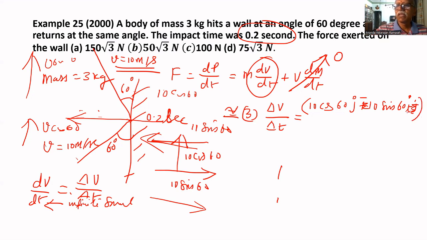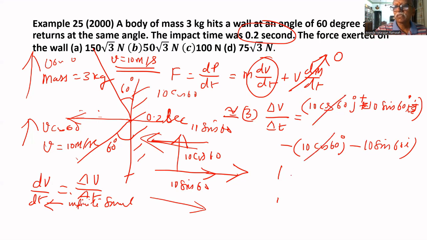This is the velocity approaching and leaving. Again 10 cos 60, same direction J. Sorry, initially it is positive, towards initial along x direction, that's why plus I. Bouncing back means minus 10 sin 60 I. So we are subtracting, that's why the cos component gets cancelled.